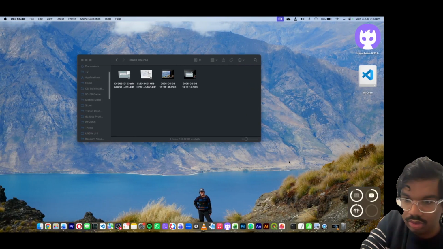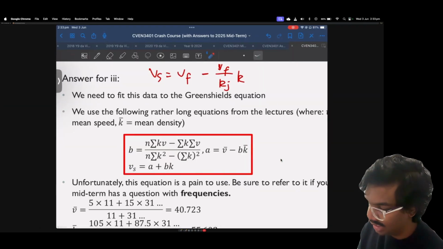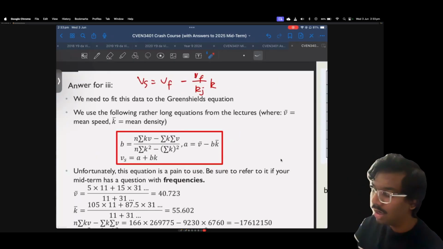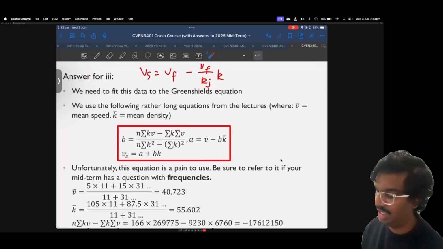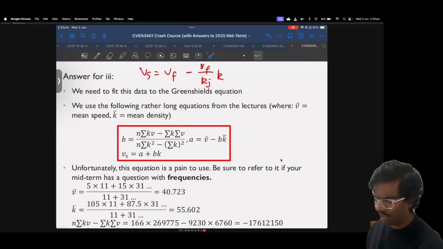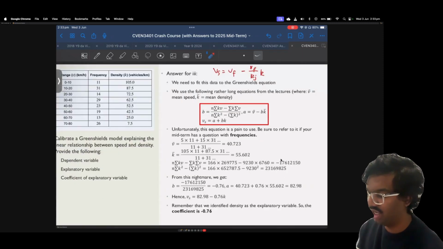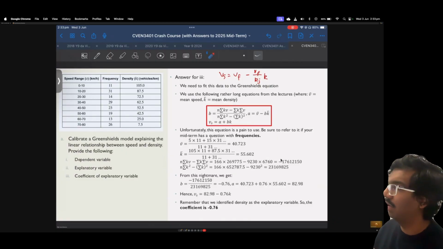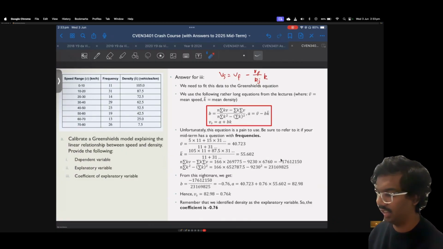Let's check we're still recording. Yep. And then A is the average of the speed minus B times the average of the density. Then the Green-Shields equation is just A plus BK. Unfortunately, this equation is a pain to use. Just refer to it if your midterm has a question with frequencies. You probably won't need it if there are no frequencies, but the way this question is written, you're meant to reuse this equation. I don't think many people got this one last year. I actually didn't get it either. I've gone back and redone it so that you guys can do it.